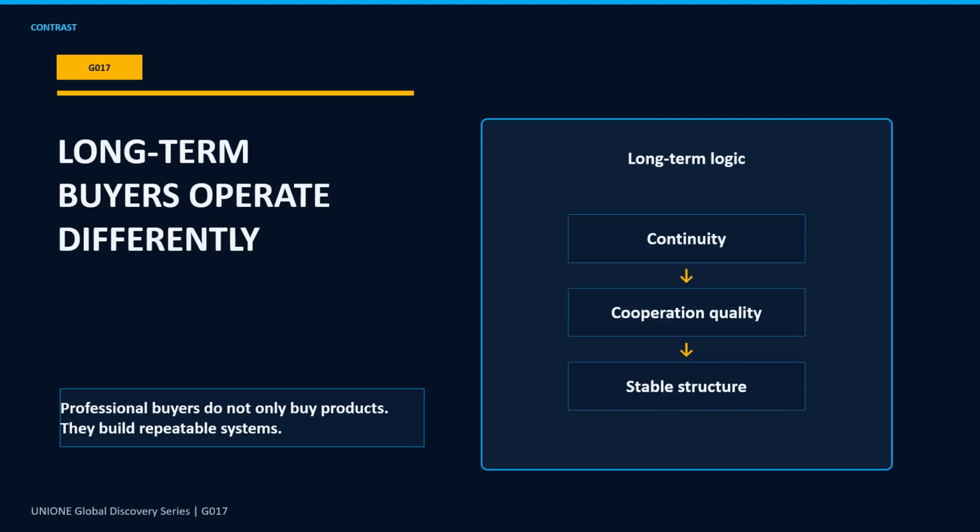Long-term buyers operate differently. They still care about comparative prices, but they also consider whether the transaction can be repeated successfully. They evaluate communication, documentation, supply capability, delivery, and cooperation quality. Professional buyers do not simply purchase a product. They work to build a reliable and repeatable operating structure. That structure allows the business relationship to grow over time.